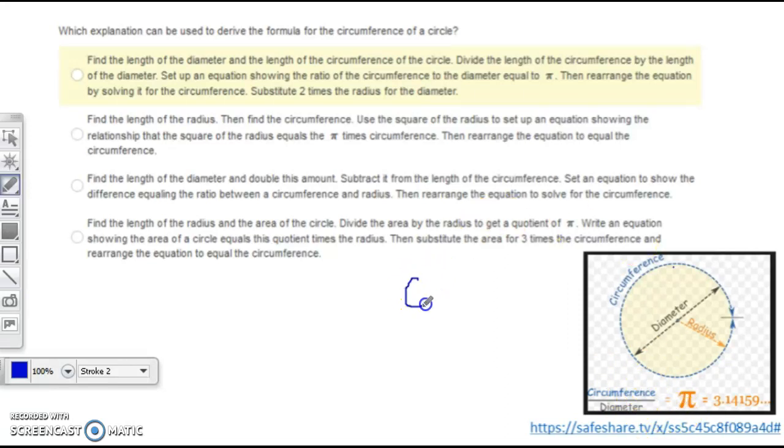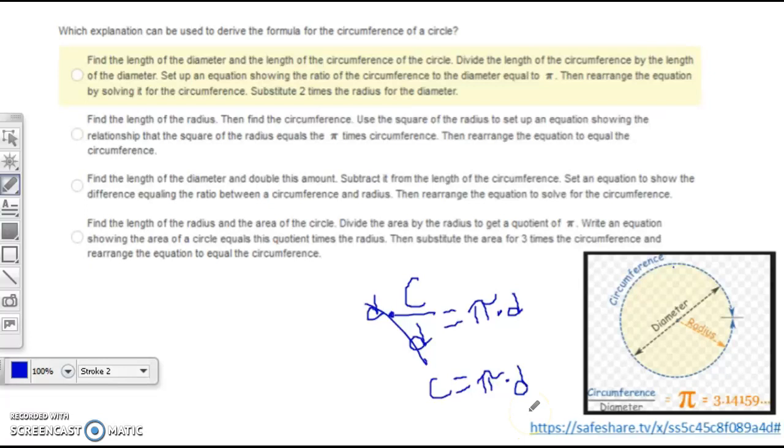So what I mean by that is if we have circumference divided by diameter equals pi, and I want to get the formula for circumference, I need to get rid of d. So I can multiply each side by d. And I would get circumference equals pi times diameter. That's one of your circumference formulas.